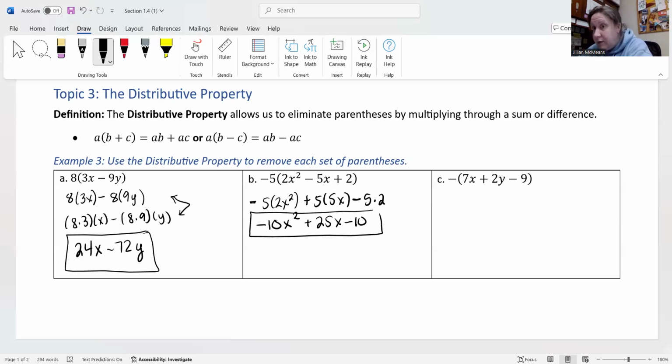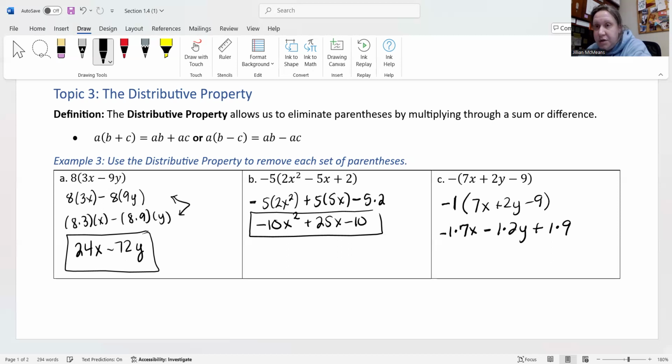All right, part C is a little different. We just have a negative in front of parentheses. Well, there's a hidden 1, really. This is technically negative 1 times 7x plus 2y minus 9 in parentheses. So what we're distributing is really a negative 1. So watch your signs. Negative 1 times positive 7x is going to be negative 1 times 7x. Negative 1 times positive 2y is going to be negative again. So we're going to get negative 1 times 2y. And then negative 1 times negative 9 is going to be positive. So we're going to get a plus 1 times 9.